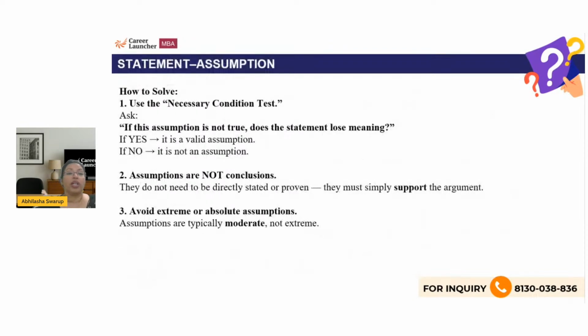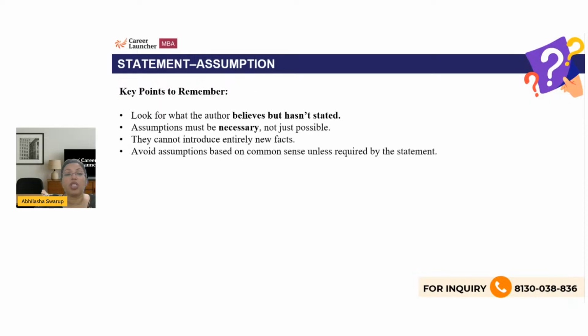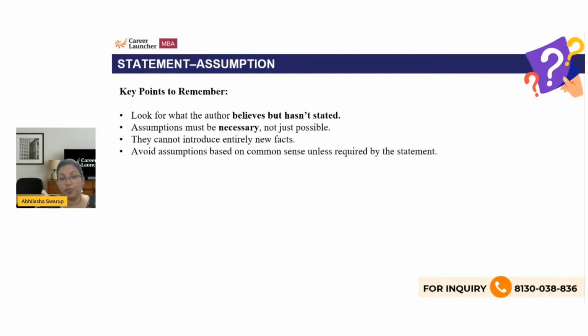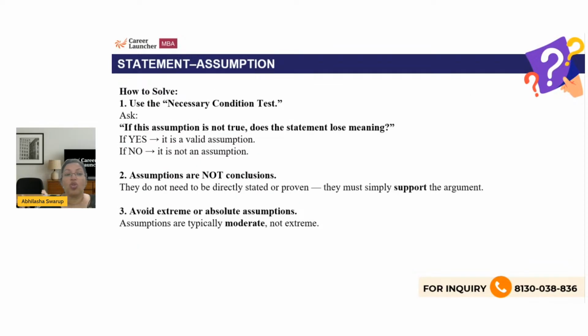Let's look at the next one. Now, the next set of question is statement assumption. So the question looks something like this. A statement is given, 2 assumptions are given, and you have to identify which of these are implicit. So use the necessary condition test. If the assumption is not true, does the statement lose meaning? If yes, it's a valid assumption. If no, it's not an assumption.